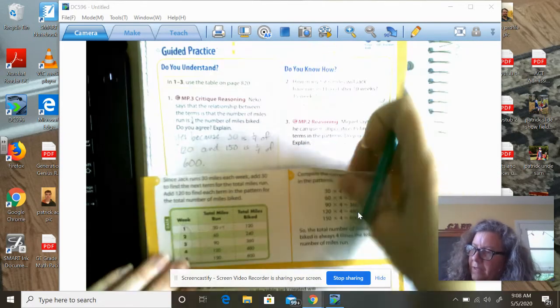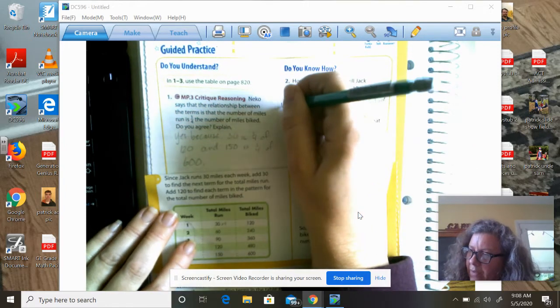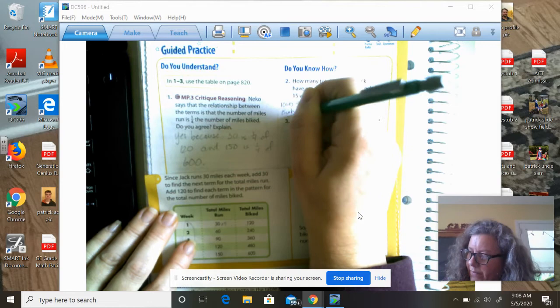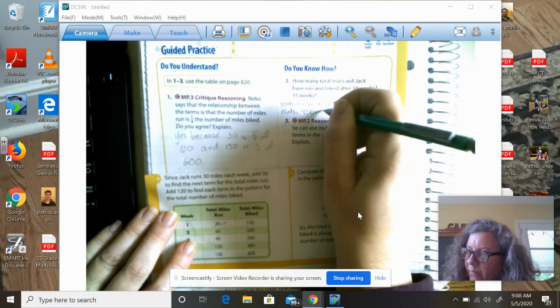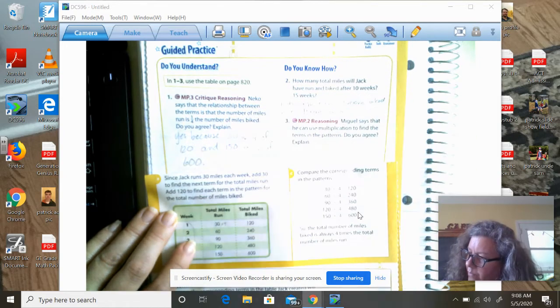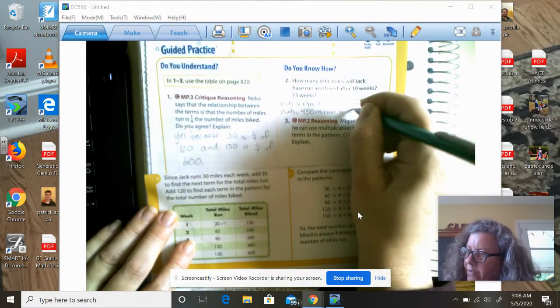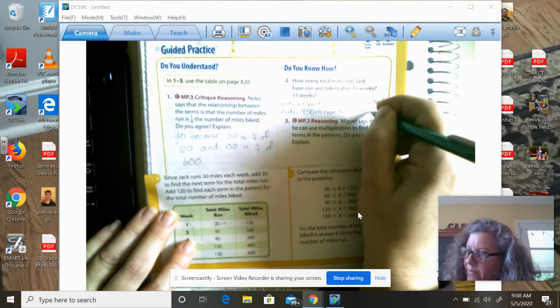So for 15 weeks, that equals 450 miles run to 1,800 miles biked.